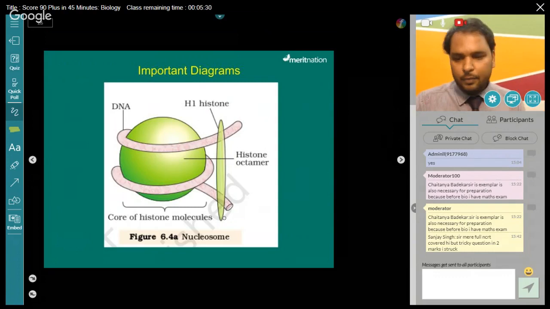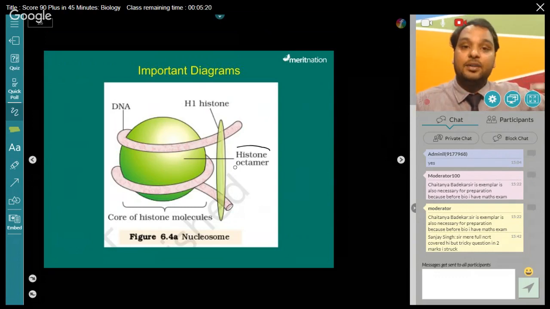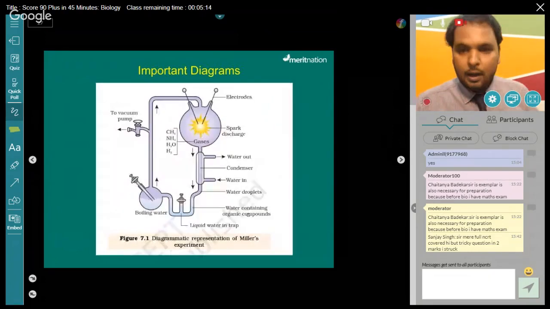Okay, fine. This is the histone octamer. It consists of H2A, H2B, sorry, H1, H2A, H2B, H3, and H4. You can also write in bracket here, histone octamer.